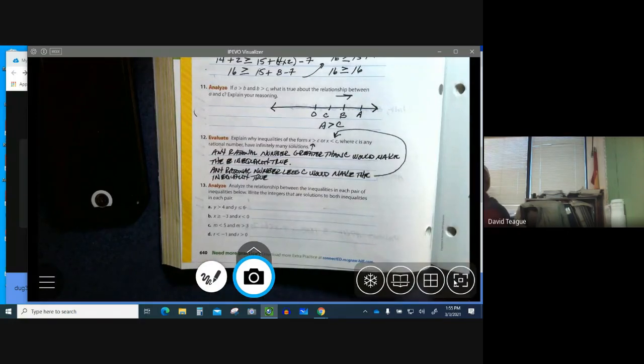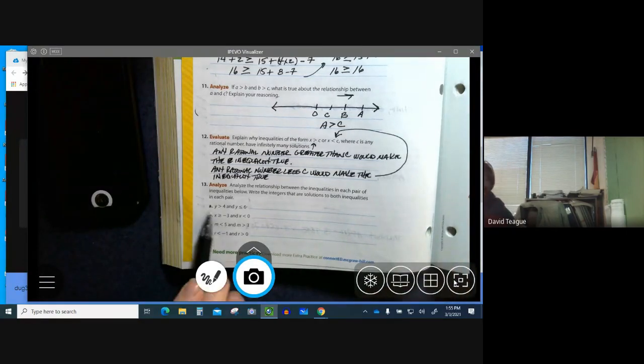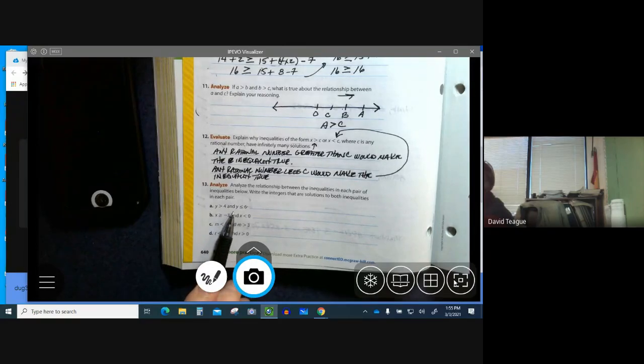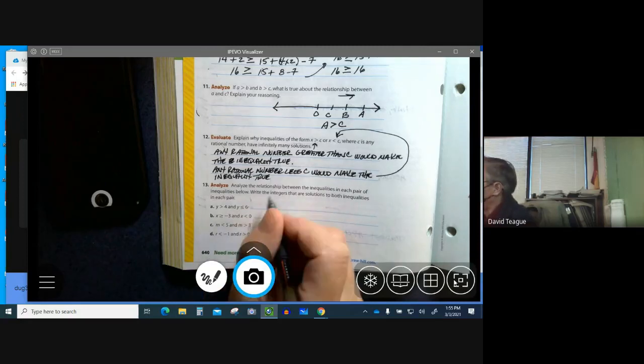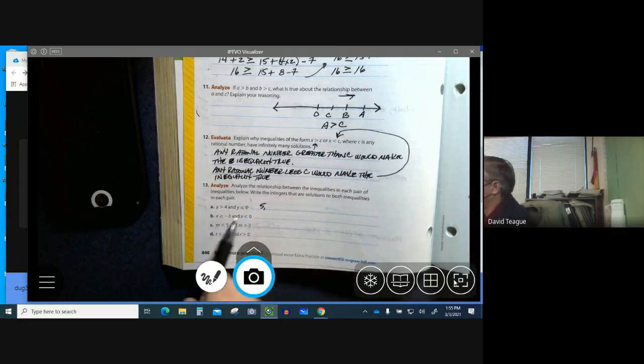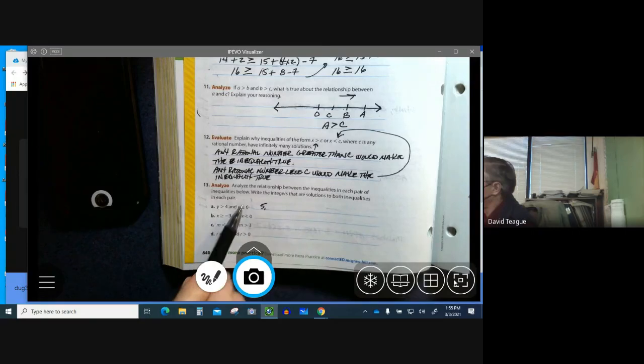Okay, 13, analyze. Analyze the relationships between the inequalities in each pair of inequalities below. Write the integers that are solutions to both inequalities in each pair. So I have y is greater than 4, and I have y is less than or equal to 6. So is there a number that I can use the same number for y that would make both those true? 5. Yeah, very good. So 5 would make both true. 5 is greater than 4, and 5 is less than 6.